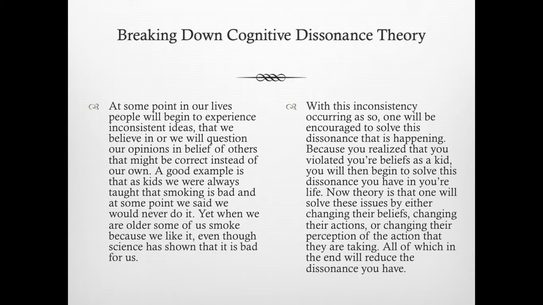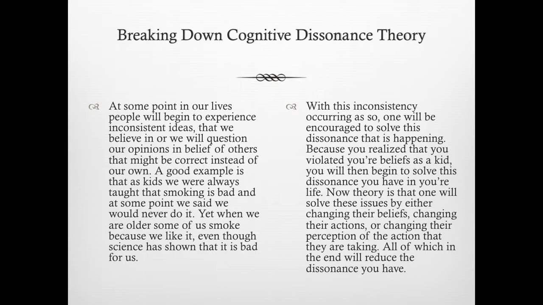Breaking down the theory. At some point in our lives, people will begin to experience inconsistent ideas that we believe in, or we will question our opinion and belief of others that might be correct instead of our own. A good example is that as kids, we were always taught that smoking is bad, and at some point, we said we would never do it. Yet, when we are older, some of us smoke because we like it or enjoy it, even though science has shown that it is clearly bad for us.